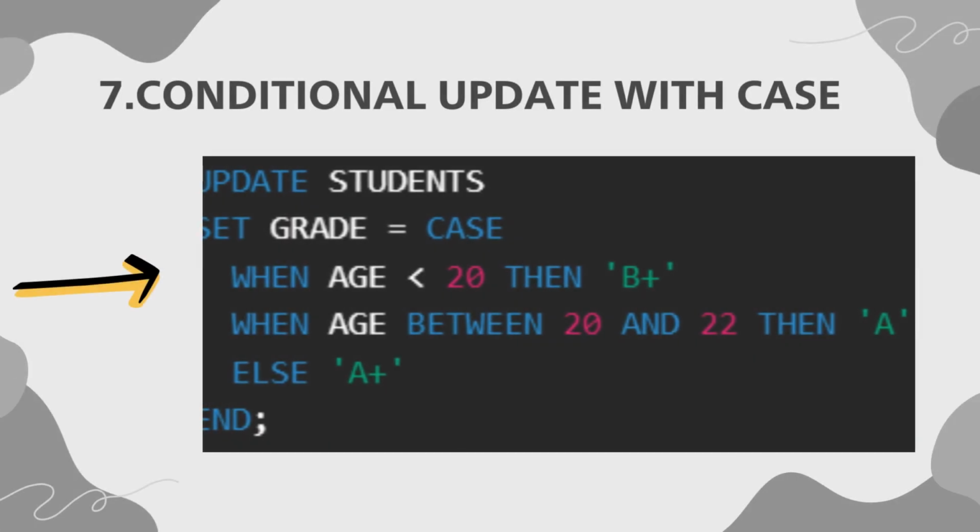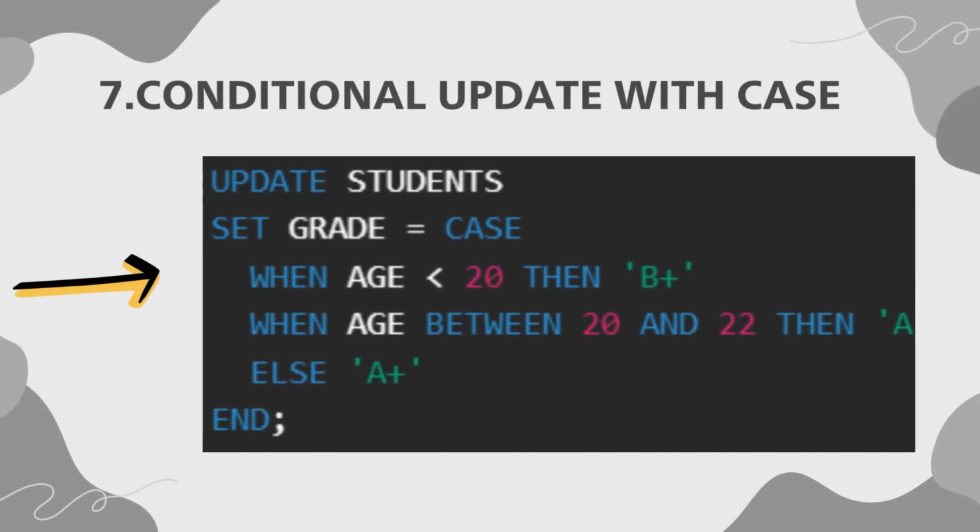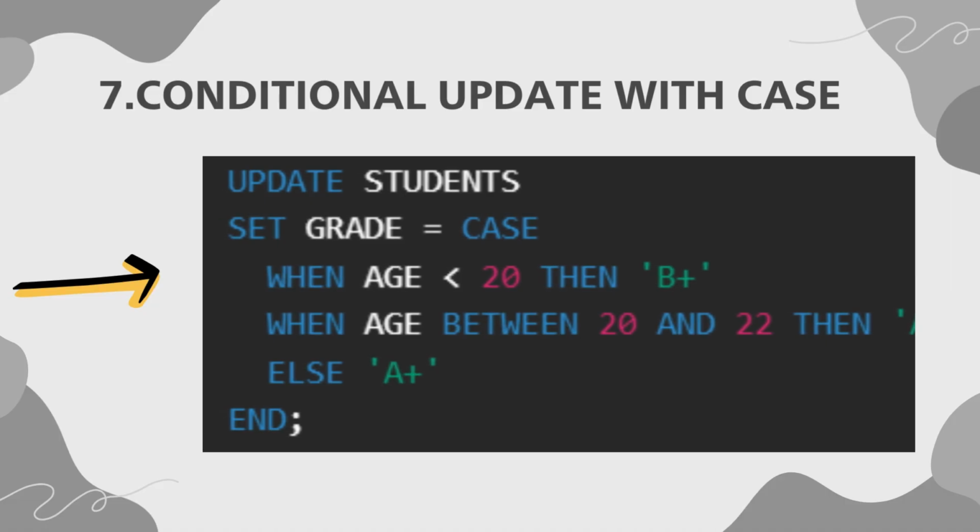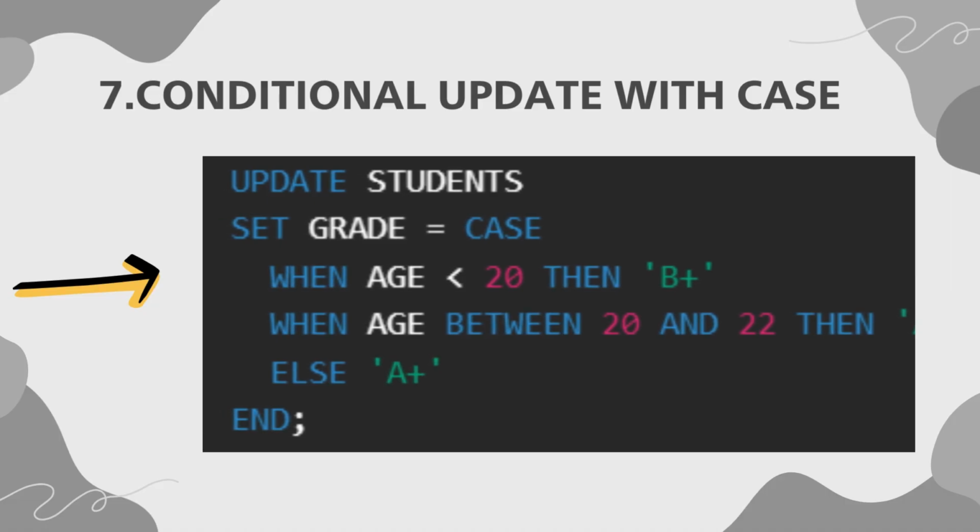Update with case in SQL. Sometimes we want to update rows differently based on certain conditions. Instead of writing multiple update statements, we can use a case expression inside update. This makes our query shorter and more efficient. In this syntax, case checks each condition in order. When a condition is true, it assigns that value. If no condition is true, the else part is used.